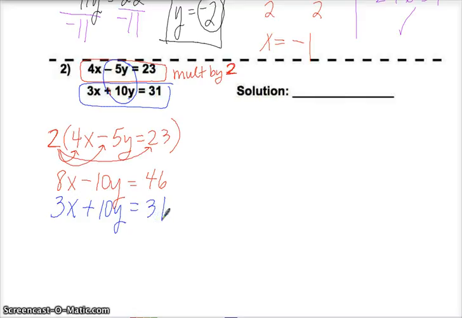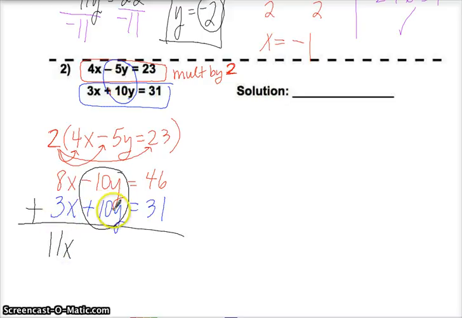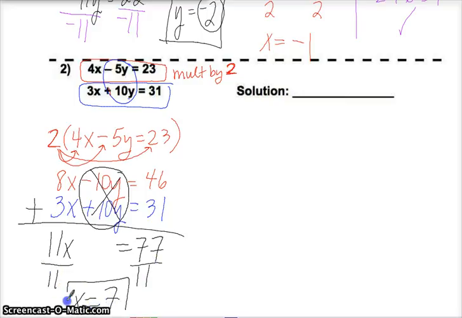And now I don't need to do anything special, because my 10y's are opposite signs, which means when I add straight down, they're going to cancel each other out. So add straight down: 8x plus 3x is 11x. -10y plus 10y cancels and becomes 0. 46 plus 31 is equal to 77. I divide each side by 11, so therefore x equals 7.